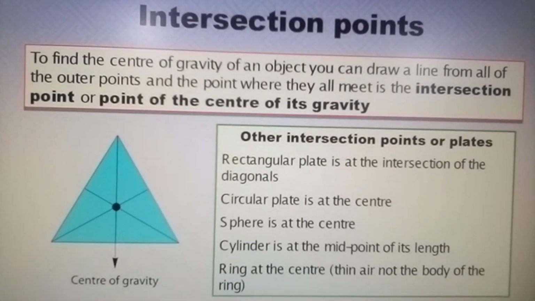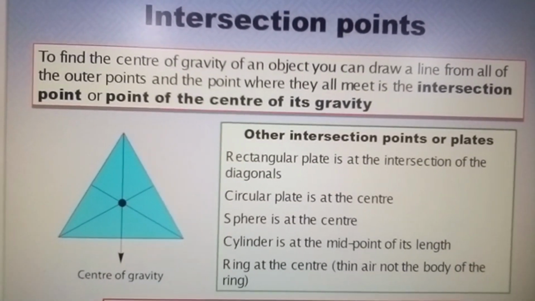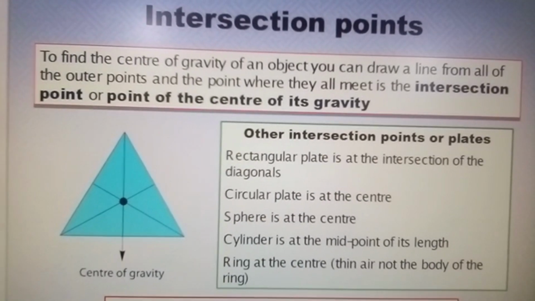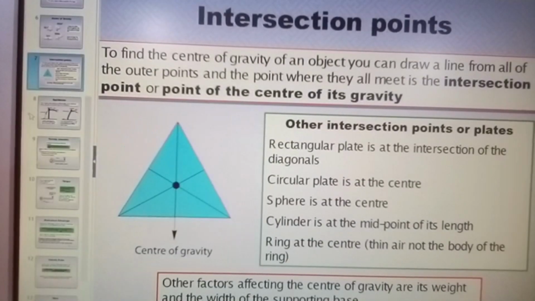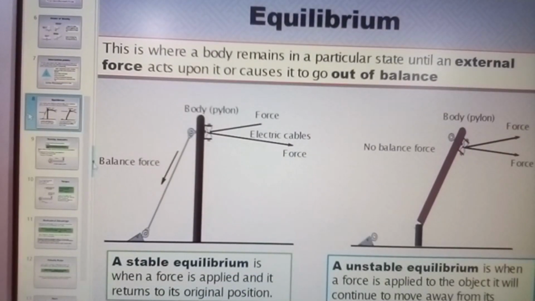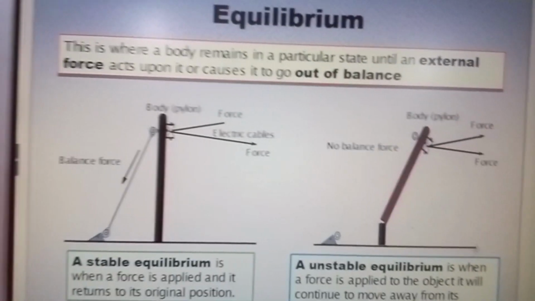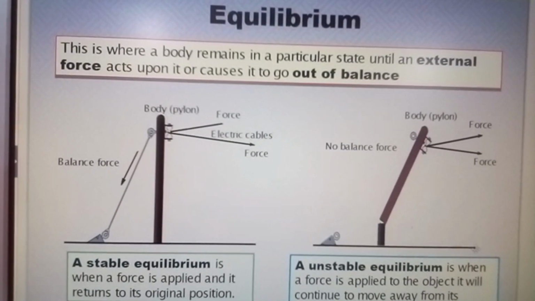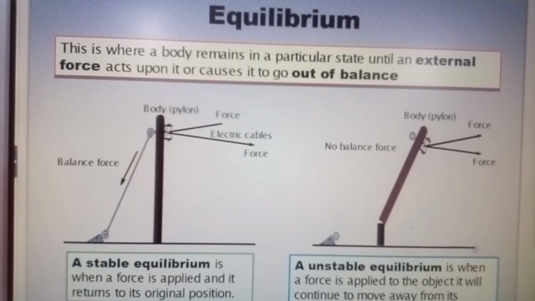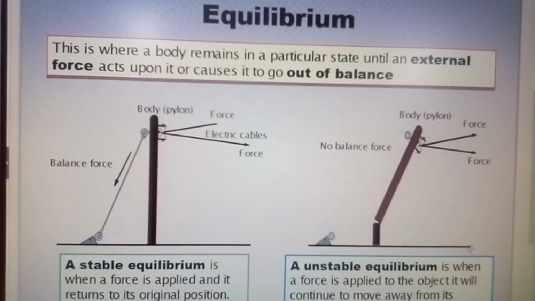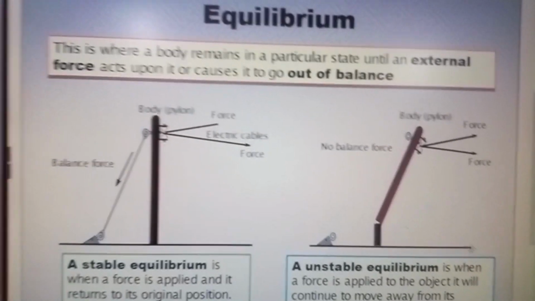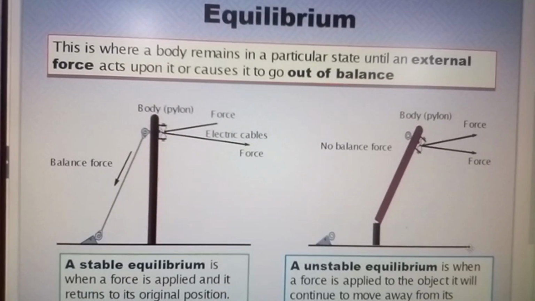So let's make sure we can get it all in frame. Now, this is what happens when we do not have a good center of gravity. This is where a body remains in a particular state until an external force acts upon it or causes it to get out of balance. Now, this is called an equilibrium. The equilibrium is when something is perfectly balanced and it will stand upright.